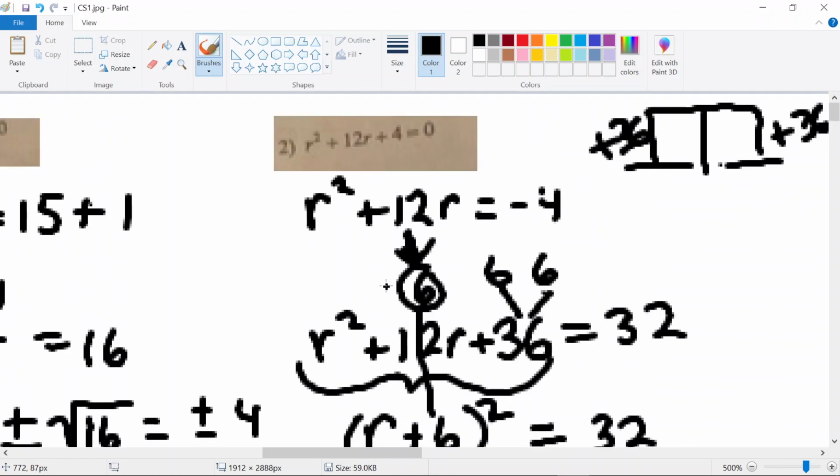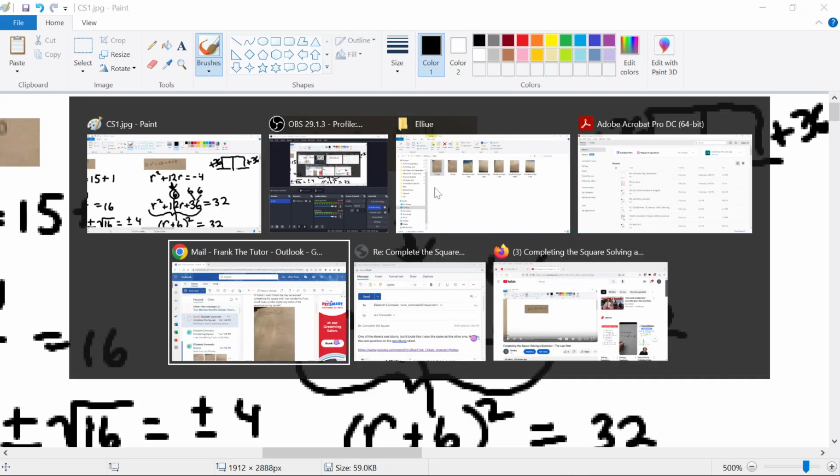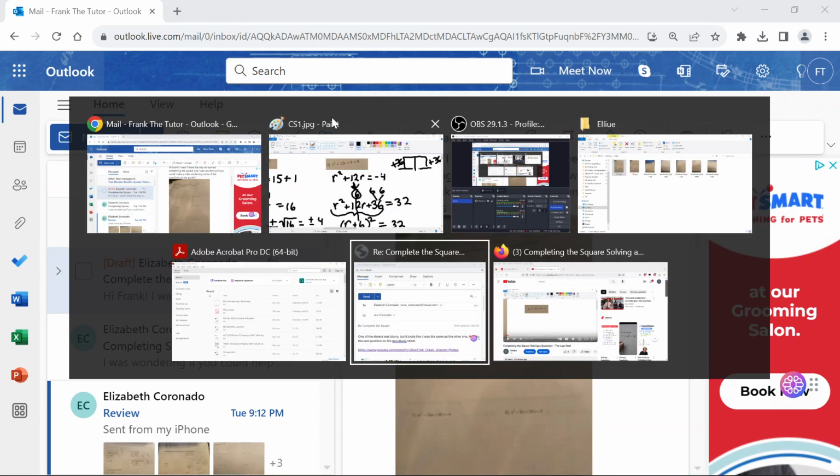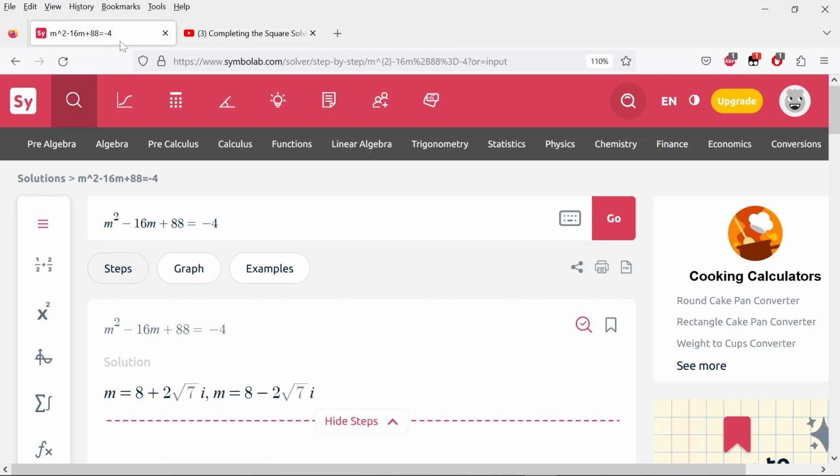Now, here, I'll type this one into Symbolab. r squared plus 12r plus 4 equals 0. Where is Symbolab? What did I do with Symbolab? Here it is.